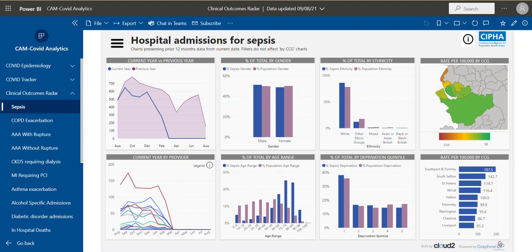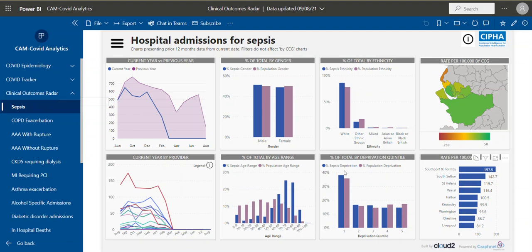This is an overview of the Clinical Outcomes Radar, which is located in the CAM COVID Analytics app on the CIPHA platform. The Clinical Outcomes Radar has a number of objectives. Firstly, it is to build a real-time admission and population data dashboard. It shows clinical data for organisations and population demographics. It allows an acute provider and CCG comparison.